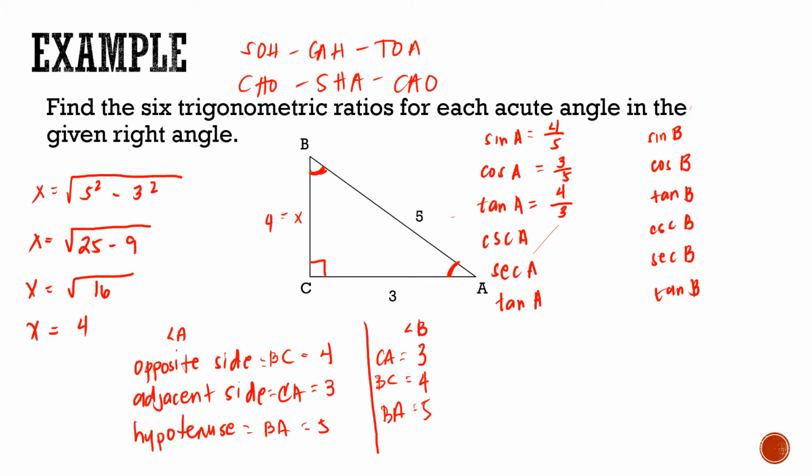Now, to get the remaining 3 trigonometric ratios, you will just simply get the reciprocal of sine, cosine, and tangent. For cosecant A, that is the reciprocal of sine A. So if sine A is 4 over 5, this is 5 over 4. If cosine A is 3 over 5, secant A is 5 over 3. If tangent A is 4 over 3, then cotangent A is equal to 3 over 4.